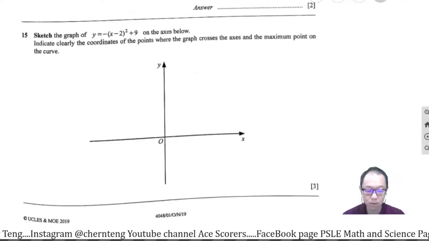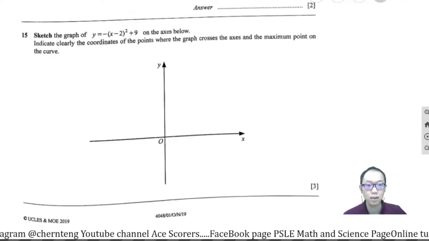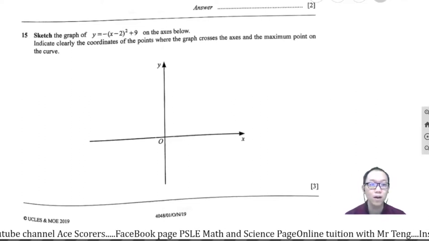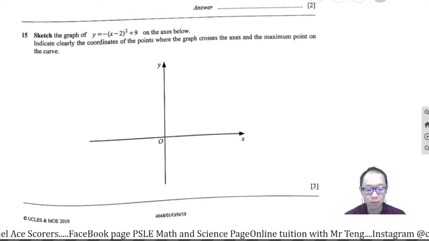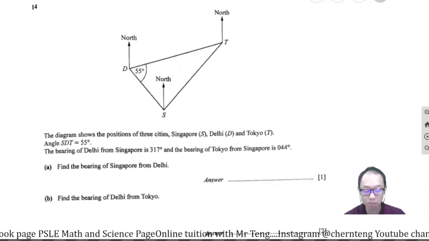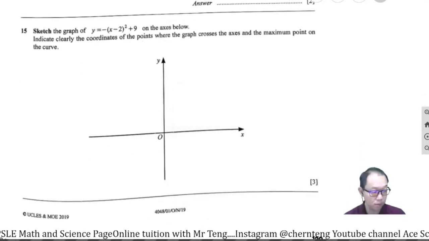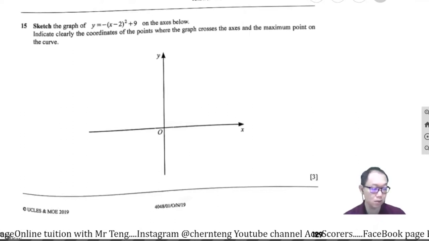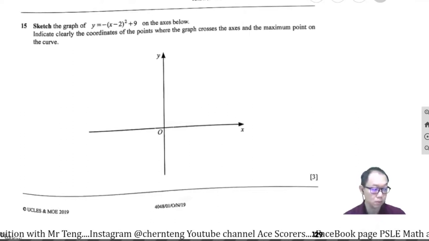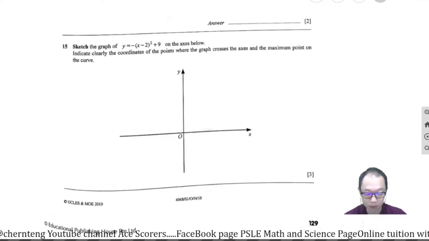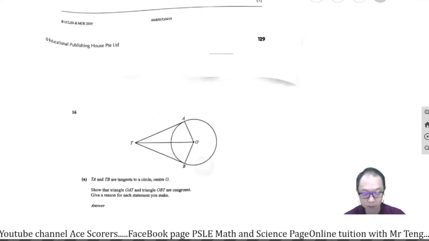I don't remember if I did 15. Did I do 15? This one, the sketching of this graph? Anyone, do you remember? I remember this one, the bearings, but I don't remember the sketching. Did I do this? If not, then I'll just continue. I think you did. Okay, so this one is fine. Move on. This one, confirm never do.